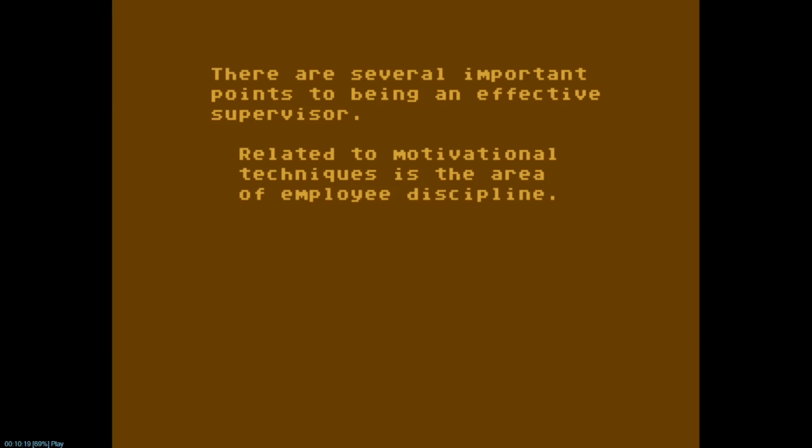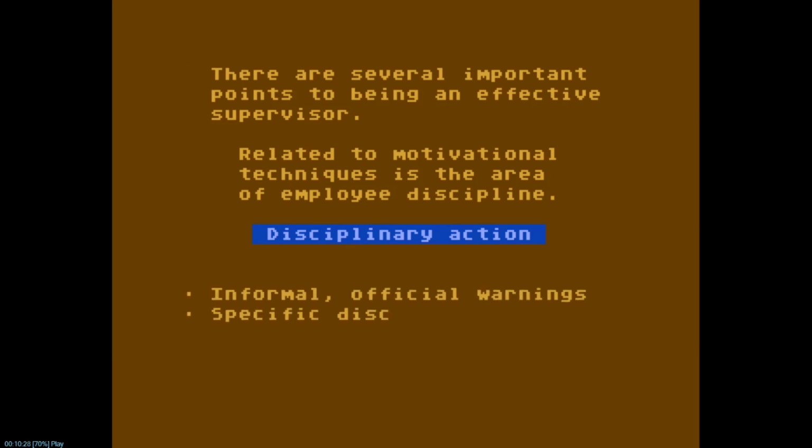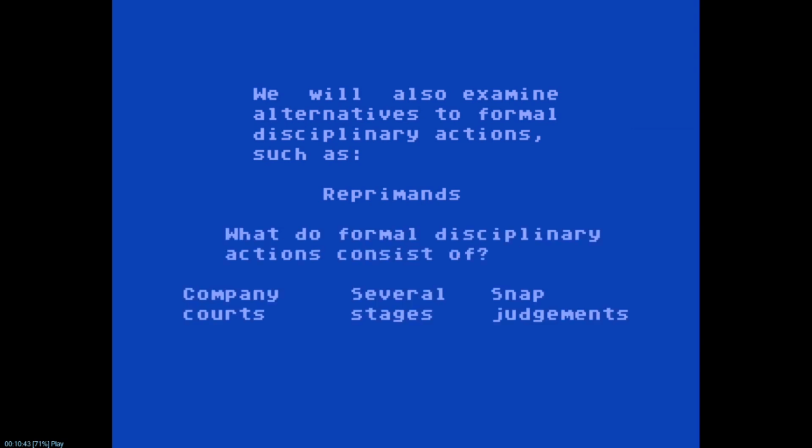There are several other important points to being an effective supervisor. Related to motivational techniques is the area of employee discipline. Generally speaking, disciplinary actions involve several stages, including both informal and official warnings, specific disciplinary action, and follow-up activities. We will also examine the various alternatives to formal disciplinary actions, such as reprimands. What do formal disciplinary actions consist of?